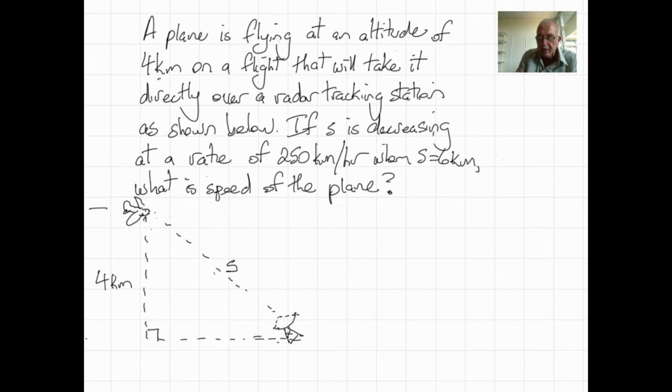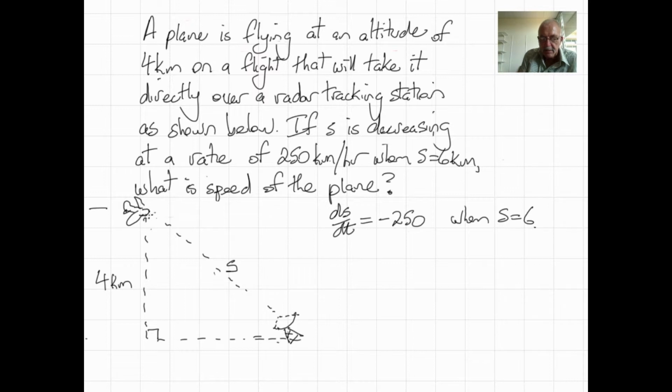So if S is the distance, we know that ds/dt, the rate of change of the distance with respect to time. If it is decreasing, it'll be minus 250, and that's when S is equal to 6. And we're asked to find the speed of the plane.